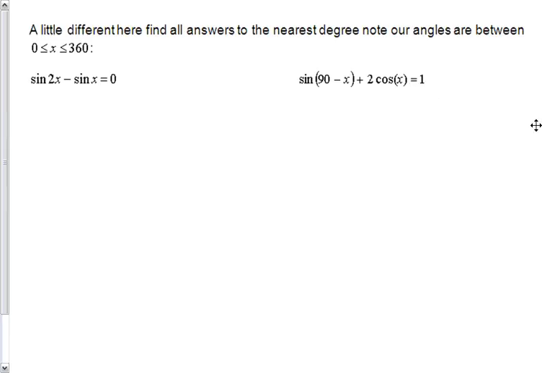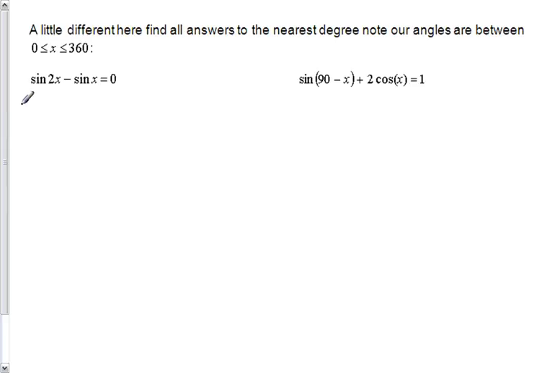All right. So first things first, let's take a look at sine of 2x minus sine of x equals 0 from 0 to 360. We're going to go to the nearest degree for all these problems. And the first thing people like to do: oh, there's a sine of 2x and a sine of x, I'll just take that sine of x out.